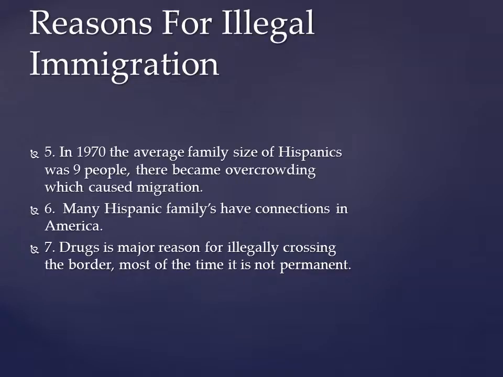Reasons for illegal immigration. In 1970, the average family size of Hispanics was 9 people. There became overcrowding, which caused migration. So this is after the immigration law of 1965 that capped the visas. So the large families who couldn't make it on their own really had no choice but to illegally migrate.